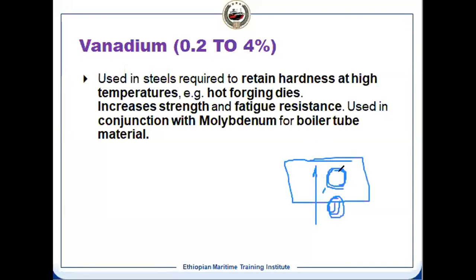Otherwise, it will fail. It becomes softer. So that is the reason the hardness should be retained. What is it telling? You have a certain percentage of hardness, and it will retain at higher temperature so that it does not fail.